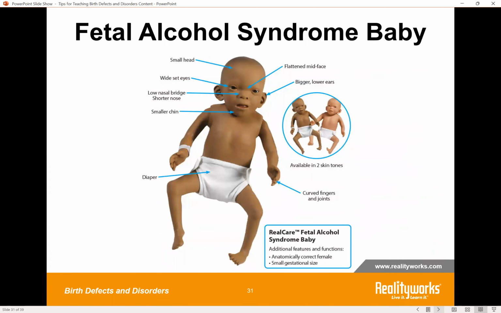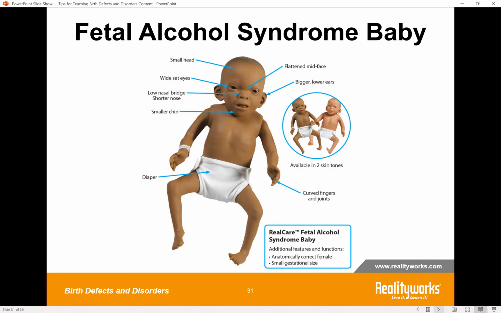Now, another model that we have, fetal alcohol syndrome baby. Many of you might be familiar with this and may, in fact, already have it, but it is something, again, that works great with the prior model set that I just shared. If you have this baby, it could be set up in conjunction with the birth defects and disorder model set. If you're having stations around the room, it also has a curriculum and lesson plans dedicated to it that you can use as well.